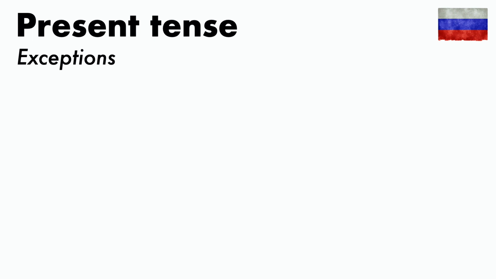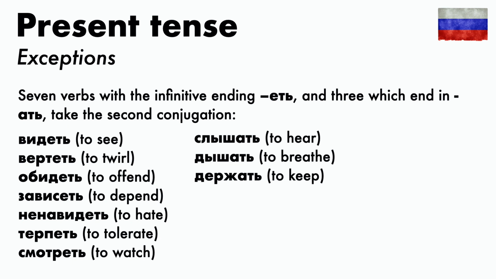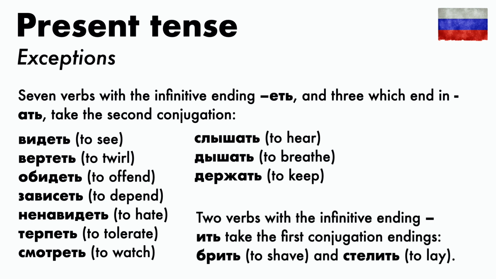Since many of you often ask about exceptions, I want to give a quick overview of some exceptions for the present tense. 7 verbs with ending -еть and 3 verbs with ending -ать use the second conjugation. Those are видеть, вертеть, обидеть, зависеть, ненавидеть, терпеть, смотреть, слышать, дышать, держать. And 2 verbs with ending -ить work the other way around and use the first conjugation.